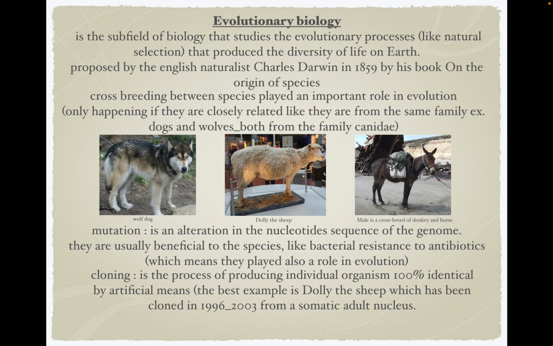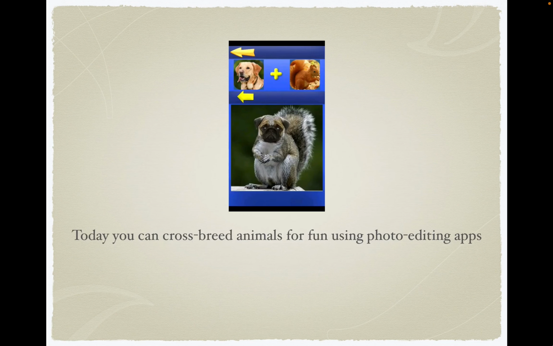Cloning is the process of producing individual organisms 100% identical by artificial means. The best example is Dolly the sheep, which was cloned in 1996 and died in 2003, from a somatic adult nucleus. Somatic means corporal, or a cell taken from the body, like the skin of the animal. What was revolutionary in Dolly the sheep, because cloning is really happening in nature, and the best example of it is twins. Twins are actually natural embryonic clones. What I mean here by embryonic is that they are not somatic. Today you can crossbreed animals for fun using photo editing software, like here a dog and a squirrel.